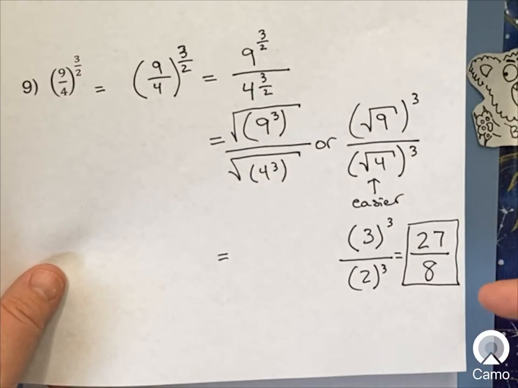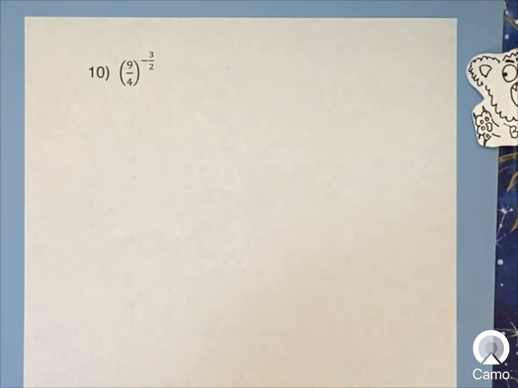So I get 8 on top and 27 on the bottom. And if that made sense, then you're done with this problem. And you can turn off the video.